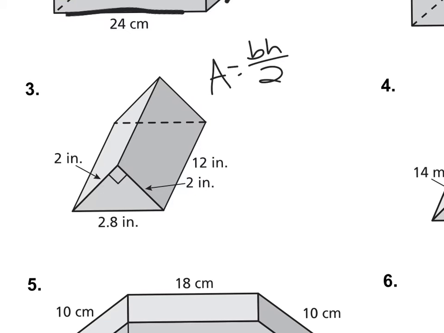Your base and height have to make a 90-degree angle. So if this is my 90-degree angle, what 2 sides are touching? So that 2 here is touching that 90-degree angle, and that 2 here is touching. So my base is 2, my height is 2.